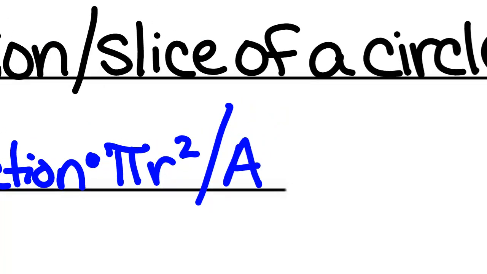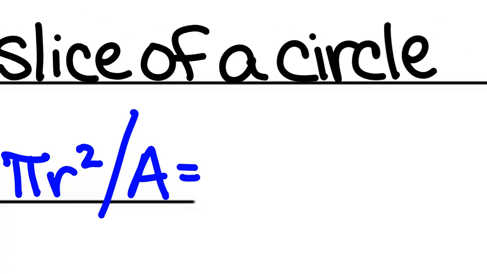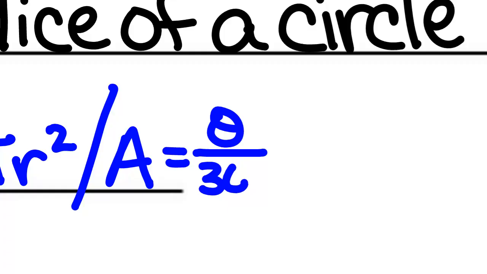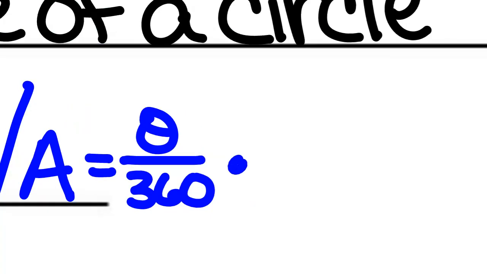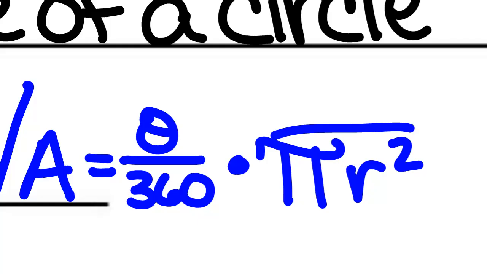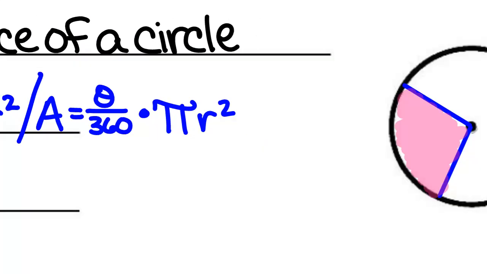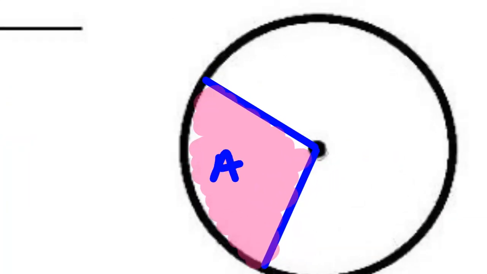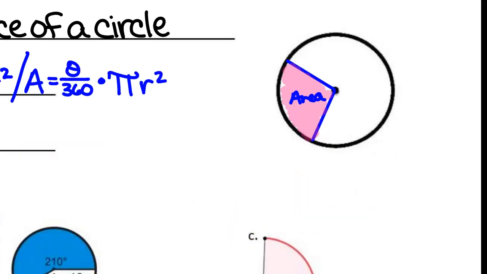Or another way to think of that is if they have given us an angle for our sector, we take the angle divided by how many degrees in a full circle? 360. So the angle of our sector over 360 would be the fraction of the circle that we're looking at, times pi r squared. So this would be my area in here.